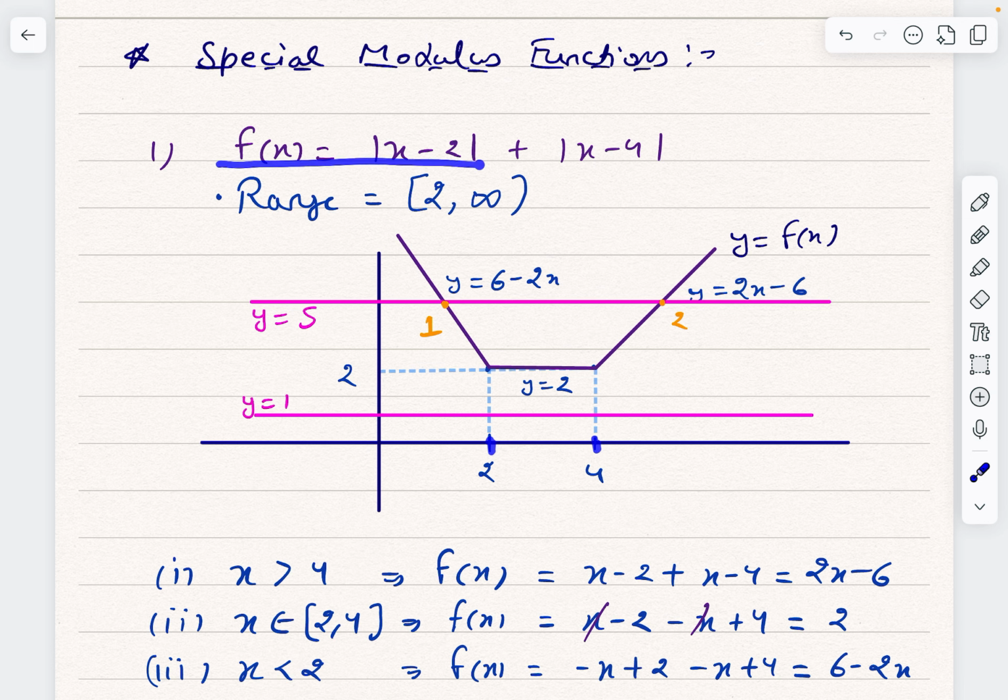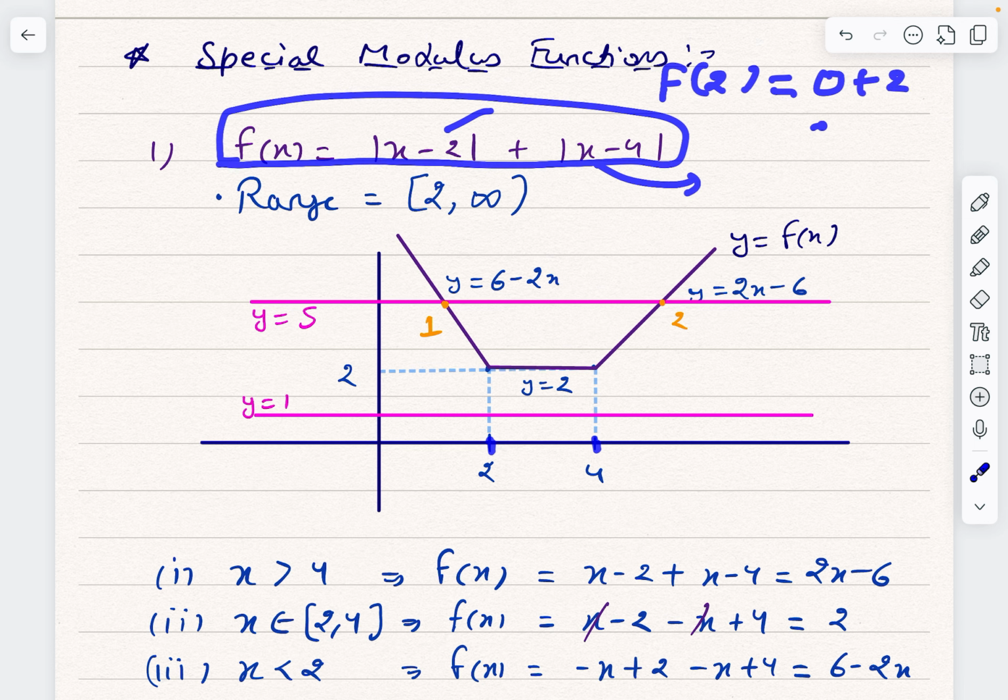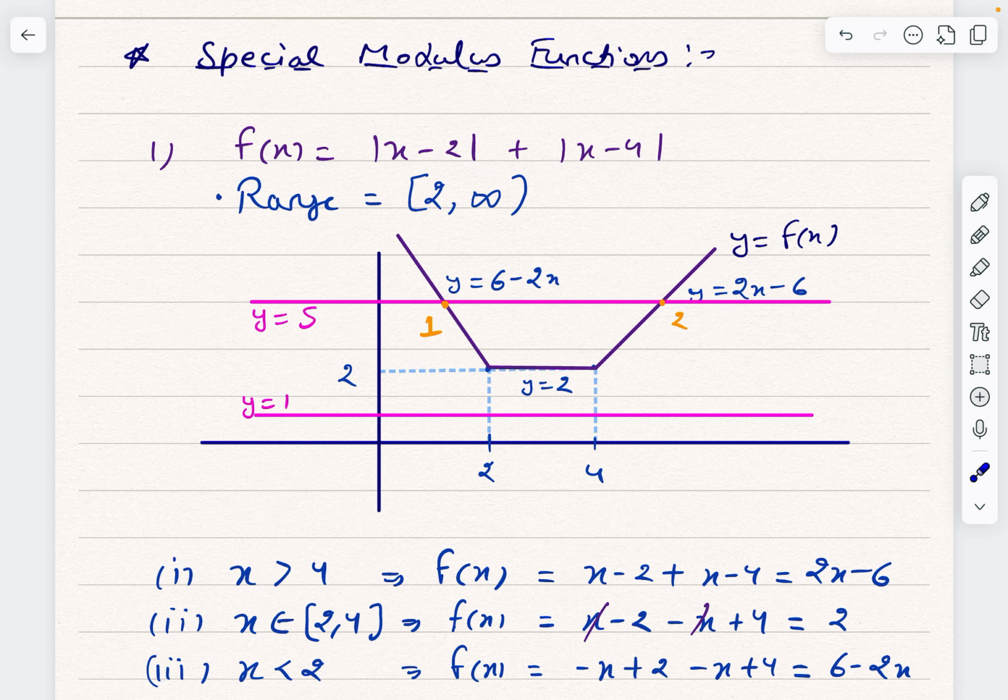Check the value of the function at 2. So basically find f of 2. When you put 2 here, this will become 0. This will be mod of minus 2, which will be 2. So you get value as 2. Okay, so value at 2 is 2. Now, value at 4 you have to find out. When you put 4, you get this as 2, this as 0. So it will also be 2.